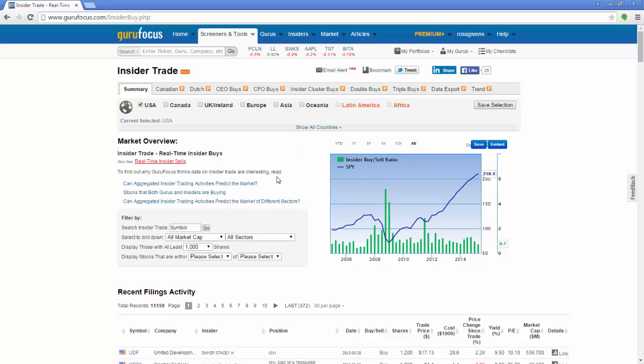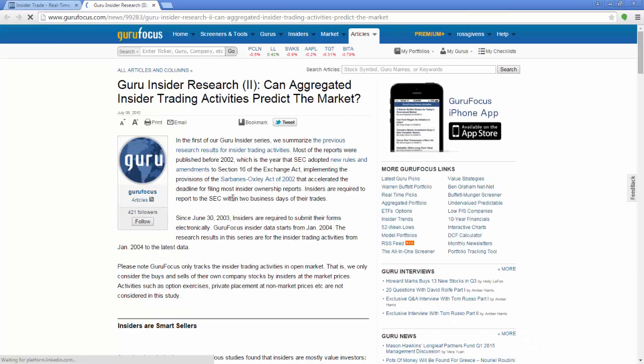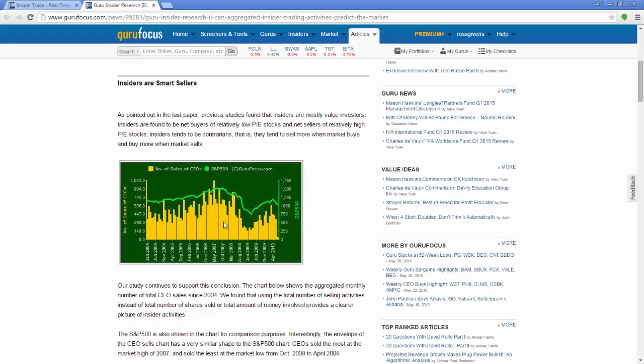But one thing I want to show you really quickly, there's a couple of articles referenced here, and if you're not sure about the insider information, is it really that relevant? Is it really something I want to take a look at? We've done some research on it, okay? And this first article is, can aggregated insider trading activities predict the market? Well, if we click on that, it'll take us to a little article that shows the history here.